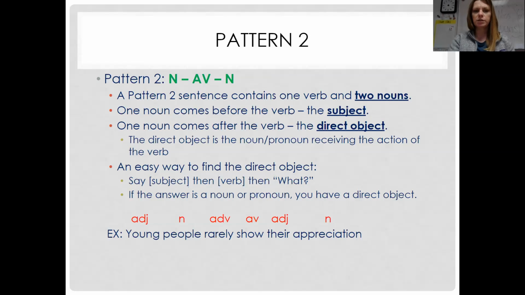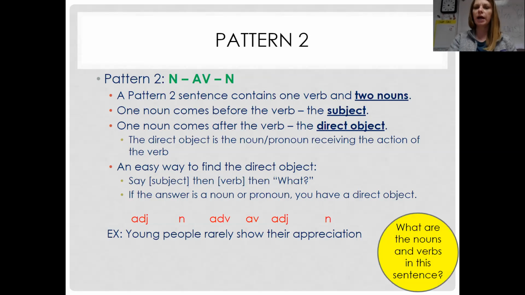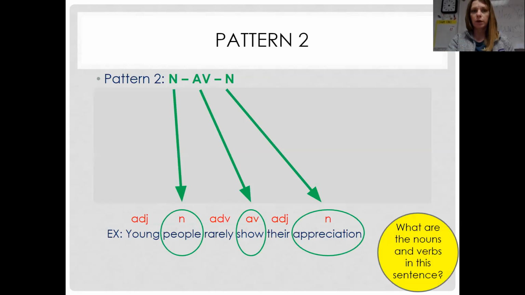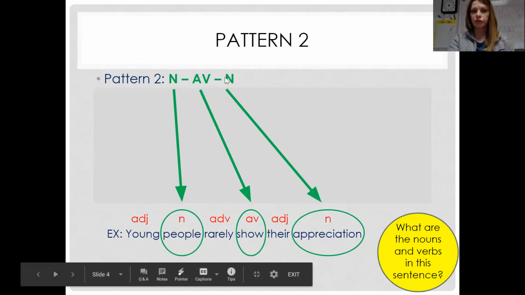So our example is, young people rarely show their appreciation. What are the nouns and verbs in this sentence? Well, people, show, appreciation. That's it. There's no prepositional phrases, so we don't have to rule those out. And look, noun, action, verb, noun.